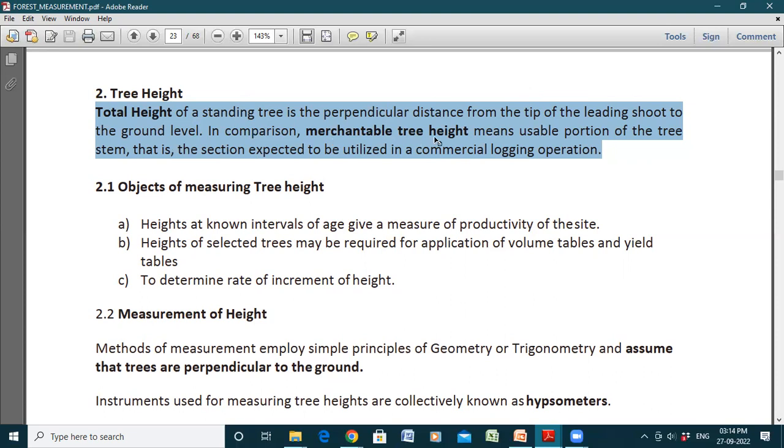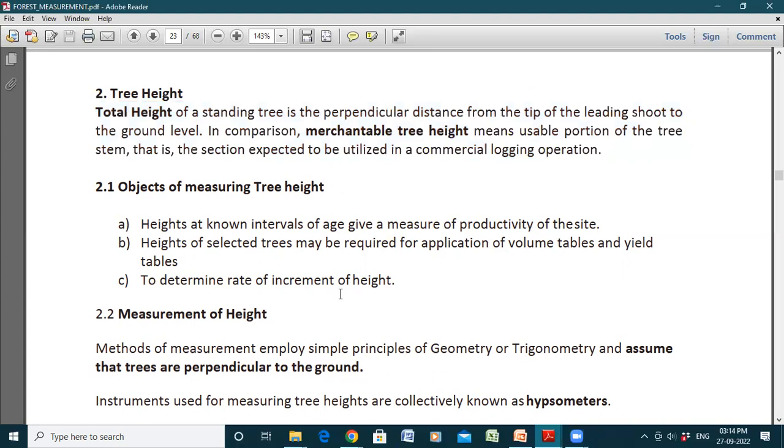In comparison, merchantable tree height means the usable portion of the tree stem, that is the section expected to be utilized in commercial logging operations. So for tree height, you got it now: from the leading shoot to the ground level, that perpendicular distance in case of a standing tree, we consider as the total height. But when we talk about merchantable tree height, we consider only the usable portion of the tree stem. Then, why do we need to measure tree height?